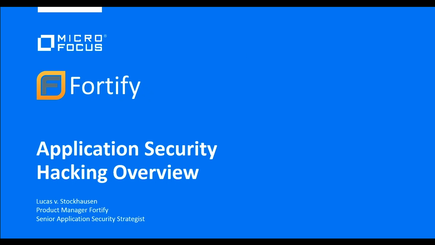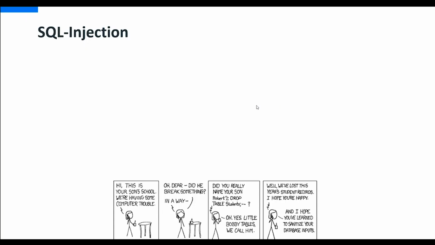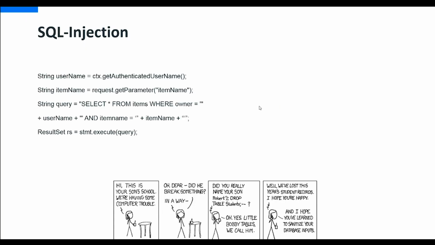Today I would like to give you an overview of how we can hack applications and why application security is so important. If we talk about application security, we have to understand that we talk about code, about source code. So if you look at a classical application, you might find some constructs of source code which look like this.